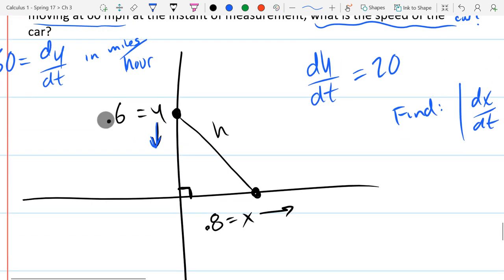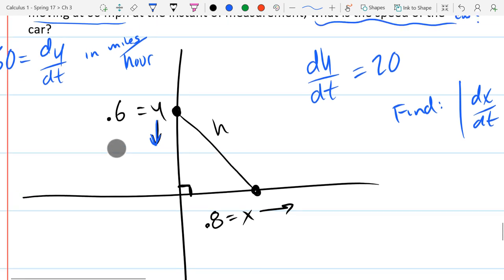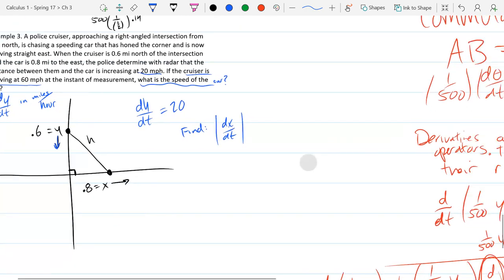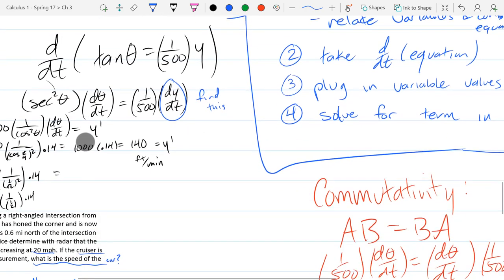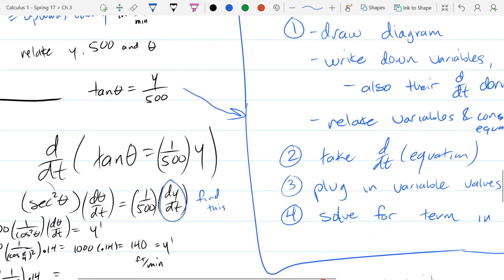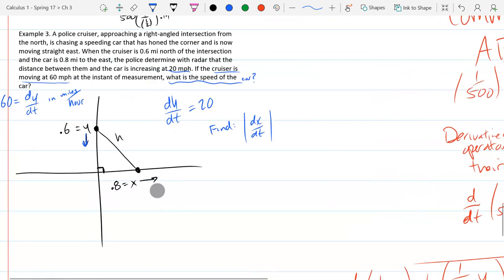So I've done everything except relate our three variables. How do I relate these three variables? So this is step one, I called it. Step one: draw a diagram, relate everything. Relate the variables. We're still in step one.